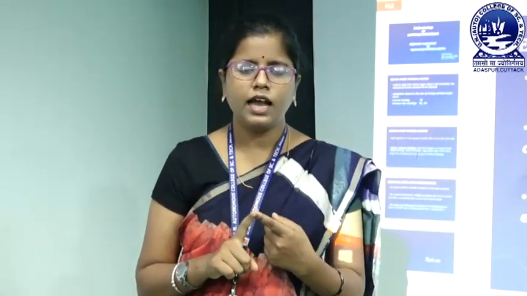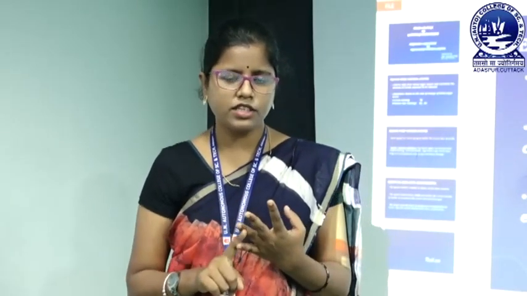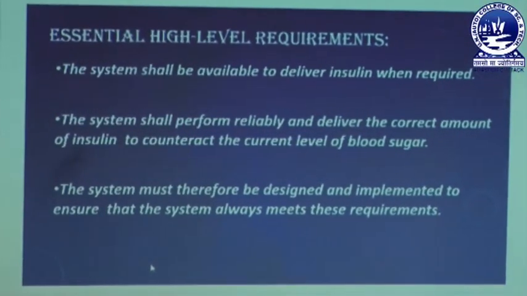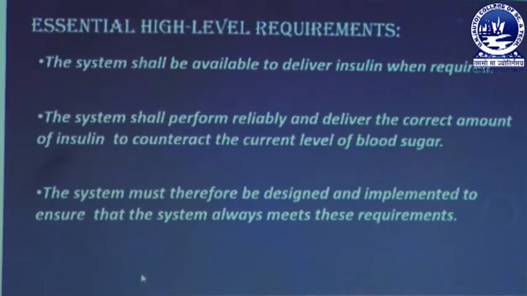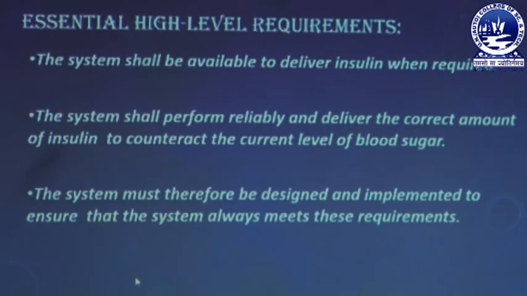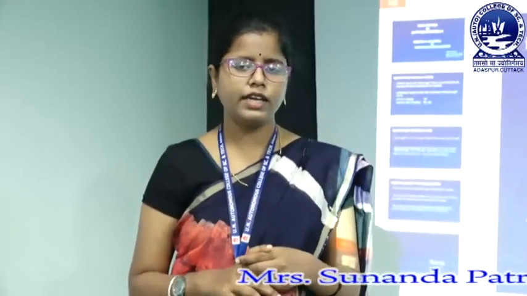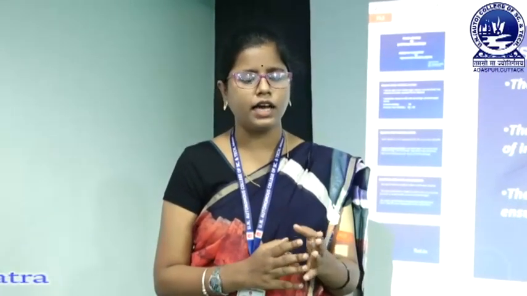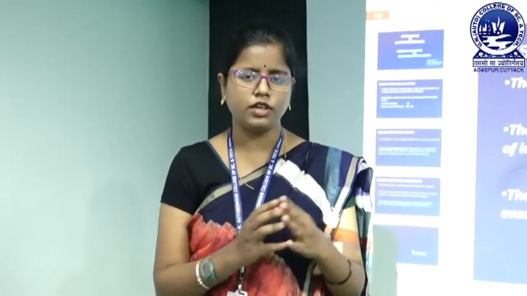One is your availability, second is your reliability, third one is safety and your security. So, safety and security we have already discussed, that the insulin pump control system is a safety critical system. Next we are left with availability and reliability. So, the first thing is the insulin pump control system should be available to deliver insulin when required. That means it should be available 24/7 because that system is attached to the patient's body. So, whenever any change occurs in the blood sugar level, the system should be available there to inject the correct amount of insulin to the patient's body.